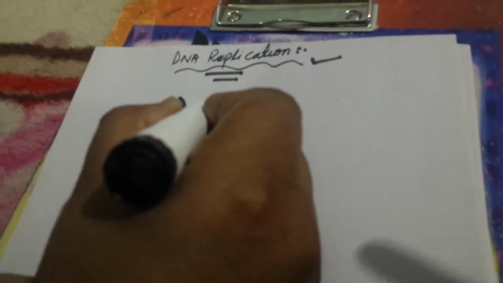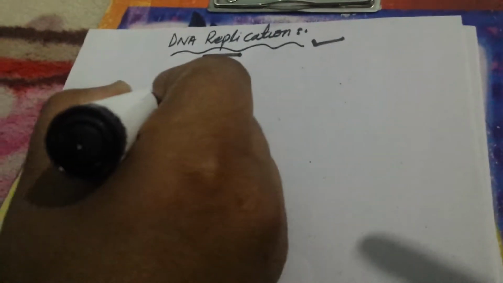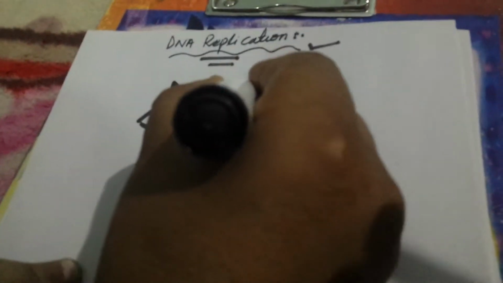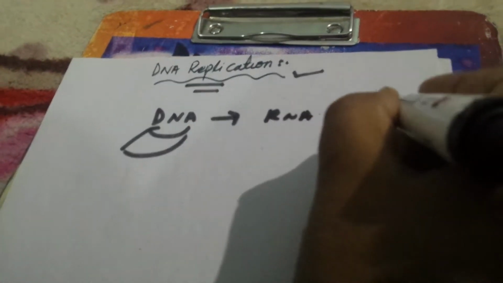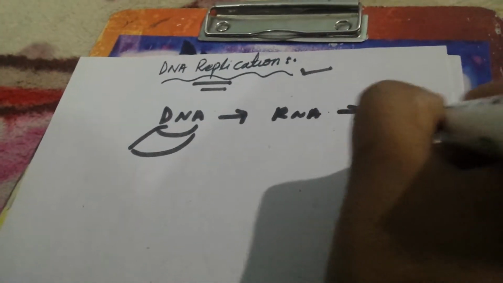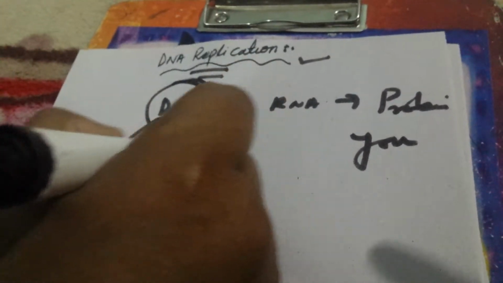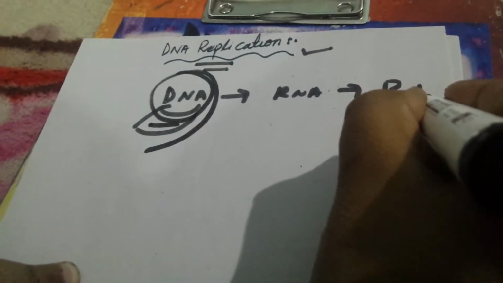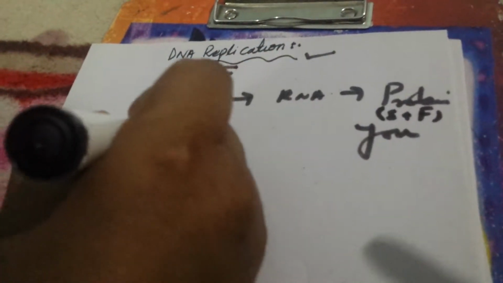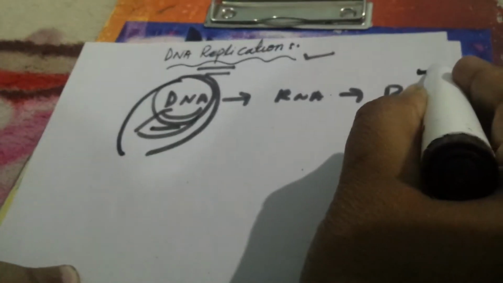So the DNA is going to be duplicated or replicated, then DNA makes RNA, and then RNA makes protein, and that protein will make you. The function of protein is structural and functional. But the function of DNA or genes is involved in the synthesis of protein in the active form.